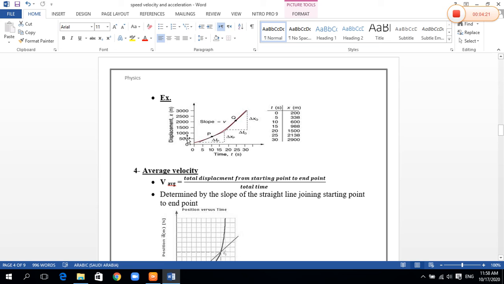Okay, then we draw another tangent at point Q. It gives us a different velocity. We calculate with the same rule, delta x over delta t. Okay, we'll find that the velocity at P is different from the velocity at Q. And this is logical because the body moves with variable velocity, so the velocity changes from time to time.